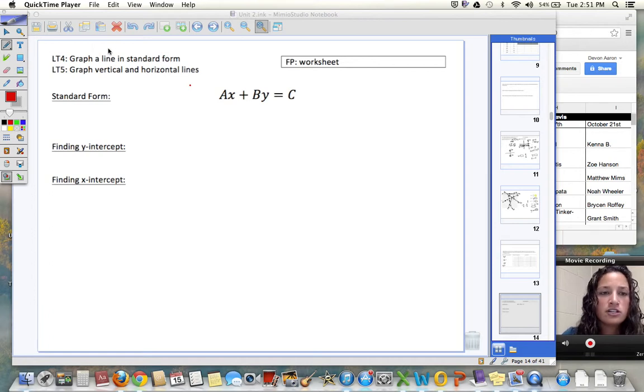Okay, we're going to be doing Learning Target 4 and Learning Target 5. Learning Target 4 is graph a line in standard form, and Learning Target 5, again from our last one, is also graph vertical and horizontal lines. We can do that in either form.